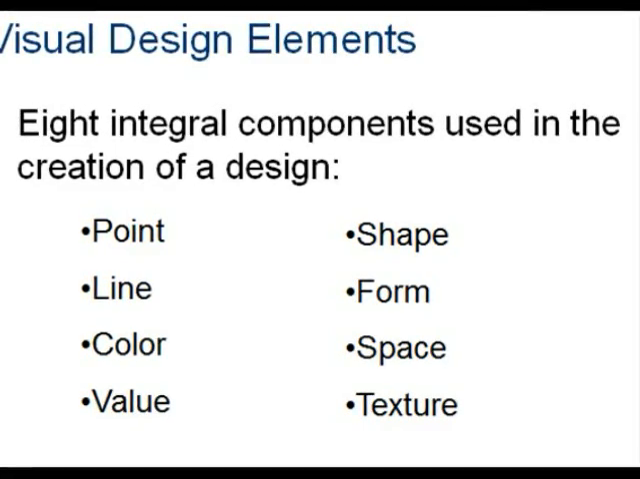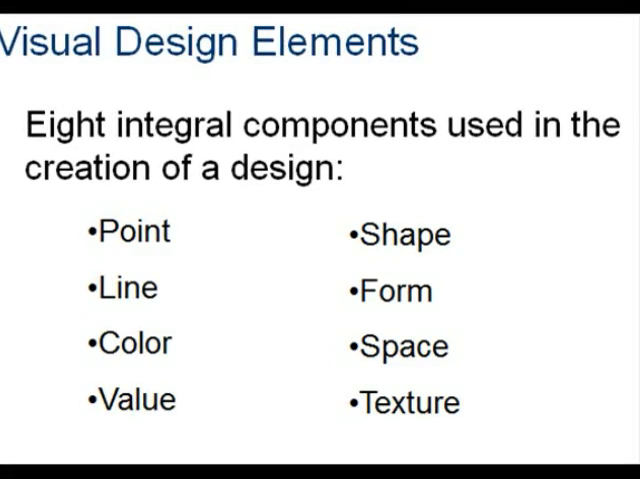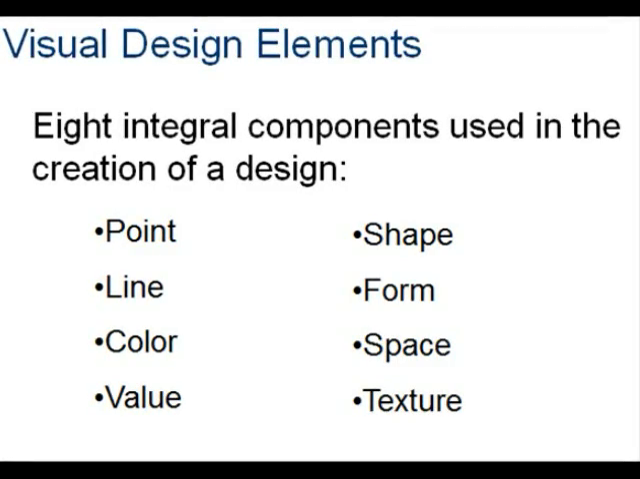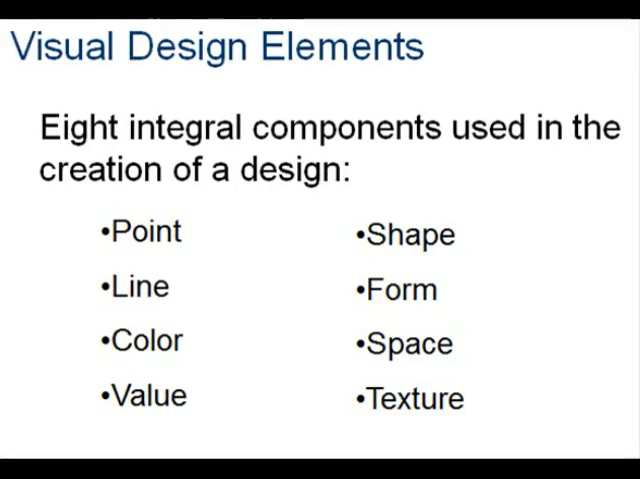Space is the areas between and around parts of an image or the implied depth in that image. There are 2 types of space: positive and negative. Texture is how a surface looks or feels. There are 2 types of textures: smooth and rough.